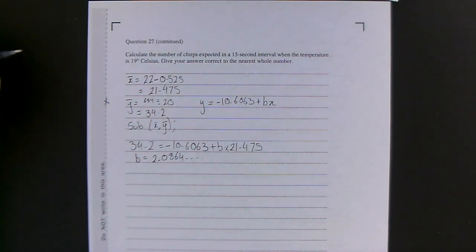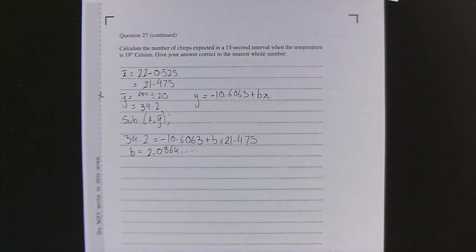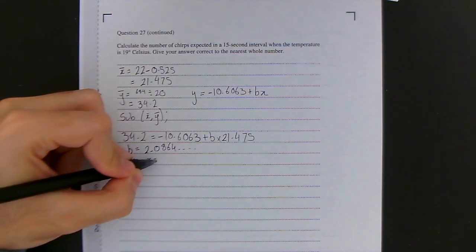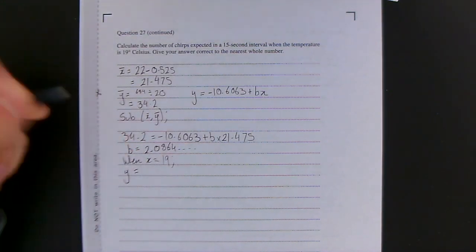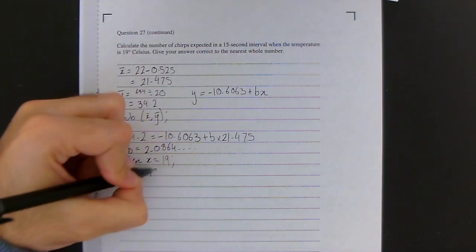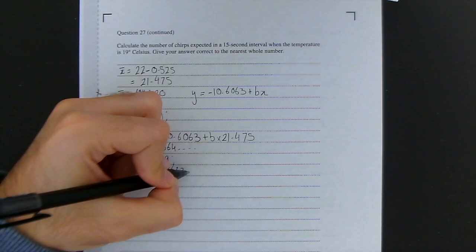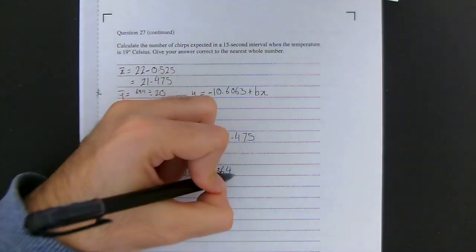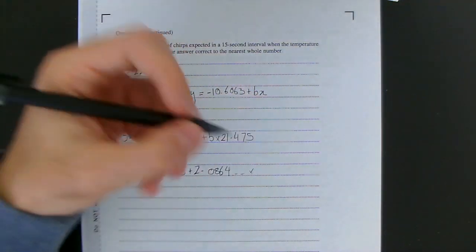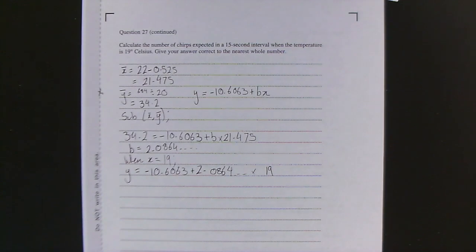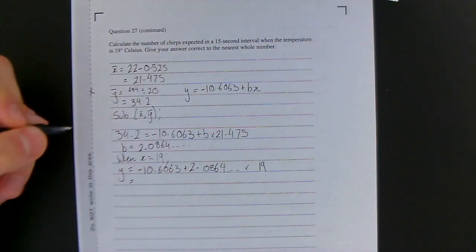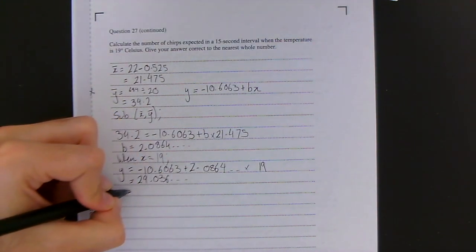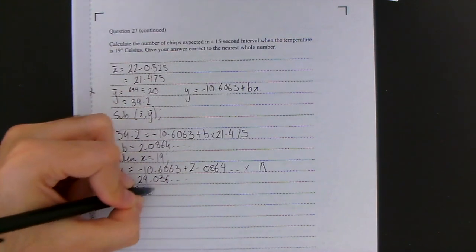And then it's pretty simple, because now we've got our equation and we just say when x equals 19, then we know y is going to be equal to minus 10.6063 plus 2.0864 whatever times 19. And then to find our y, we just sub everything in and plug it in our calculator, and we get 29.036 chirps, or to the nearest whole number, 29 chirps.